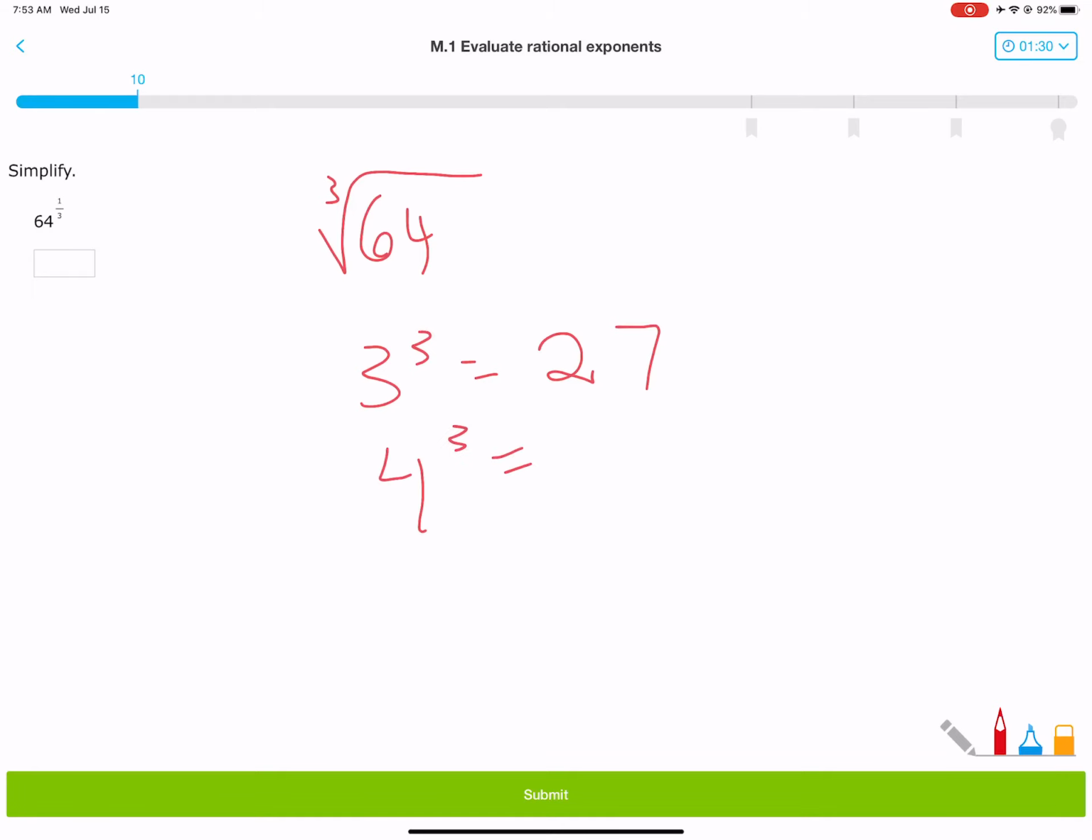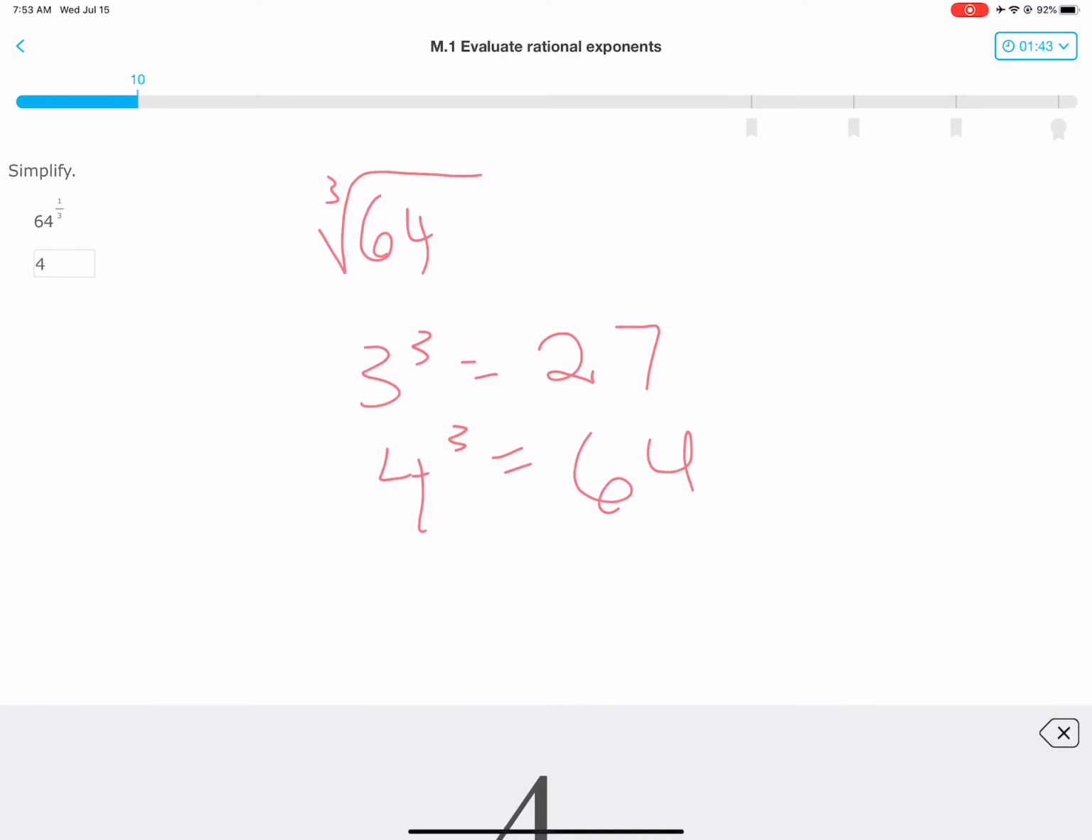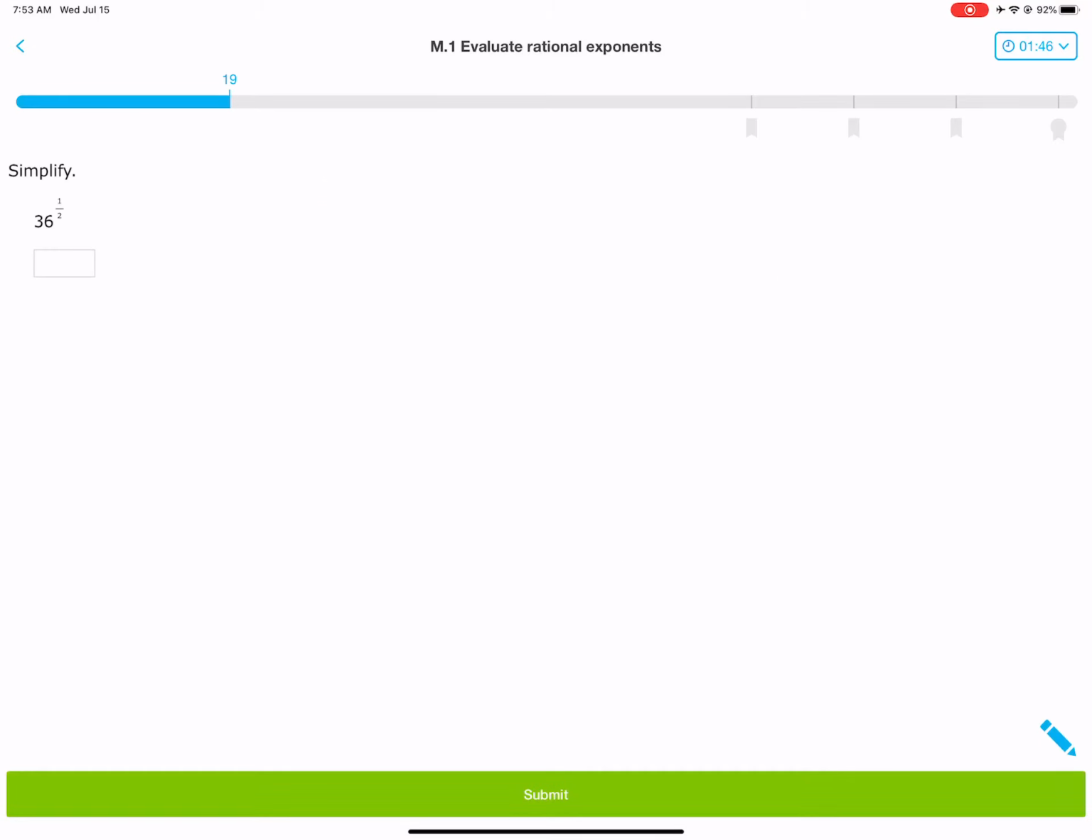4 to the 3rd power. 4 times 4 is 16. 16 times 4 is 64. So 4 is the cube root of 64. Okay?